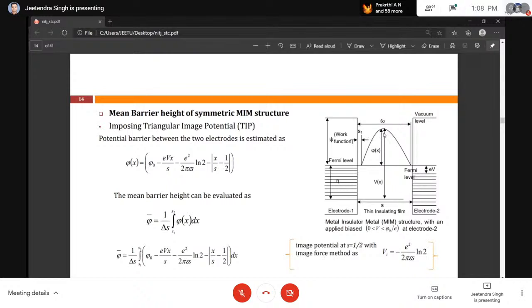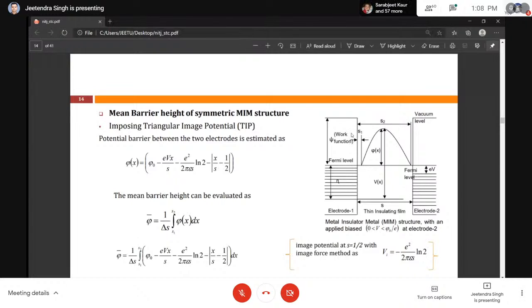if any trap charges or ions or defects are associated in this insulating layer, and they come to the interface of the metal and insulator, they will develop an equal and opposite charge at the metal electrode. So image charges are developed here. When the image charges are developed, they induce electrostatic forces, which, because they are generated by image charges, we call image forces.